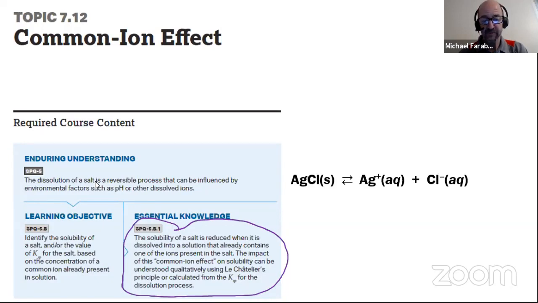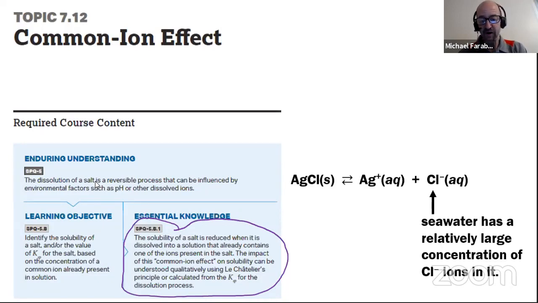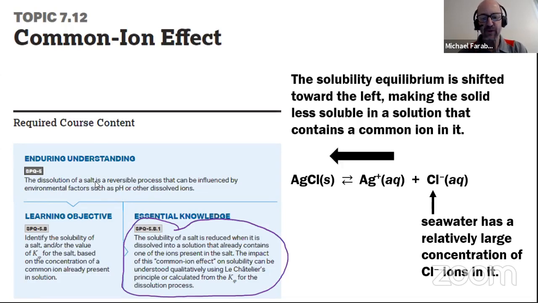So we've done both. The seawater has a relatively large concentration of chloride ions in it. The solubility equilibrium is shifted toward the left, making the solid less soluble in a solution that contains a common ion in it. So that was the answer to part II of part B.